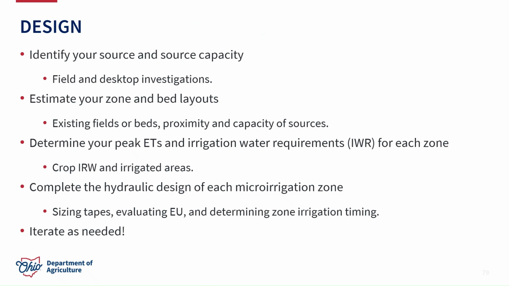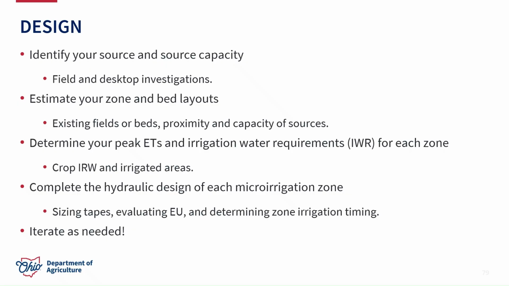So the process of going through a microirrigation design can be taken from a few different avenues. The one that we're going to present today is walking through identifying your source and your source capacity. That's a good place to start. What can I do? What water source do I have on site to work with? And that's going out in the field, taking pressure readings, evaluating any sources there, doing your desktop investigations of any well logs on the site.